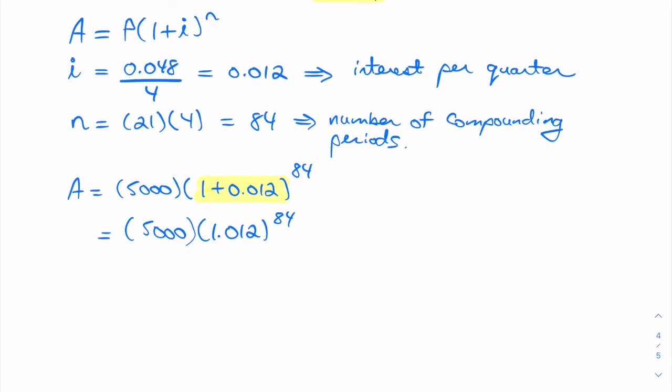Once again, please don't forget BEDMAS, so you're going to have to take the base of 1.012, raise it to the exponent 84. Your calculator will give you a number. For me, I think it's best just to do this in one shot. Multiply that number right away by 5,000, and that should give you a final value of approximately $13,618.62. That means after 21 years, the initial investment of $5,000 has increased to $13,618.62. The investment has more than doubled.